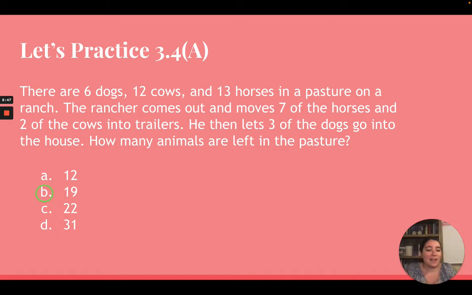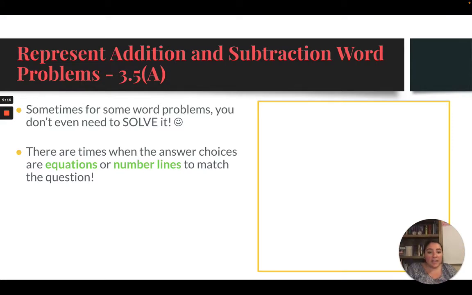All right, so I want you to take a moment and look at that. If you got this, awesome. You're going to continue. If you are a little bit confused, I want you to check your work this way. First step, add up all the animals that are in the pasture. So those 6, 12, and 13. Then add up the amount of animals that leave, 7, 2, and 3. And then the last step, subtract those 2 numbers. All right, so we're going to keep going. Pause the video, though, if you did not get this correct, and I want you to practice more. So now we are moving into 3.5a.